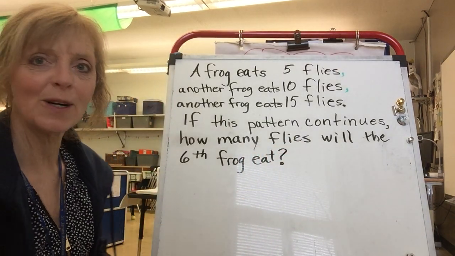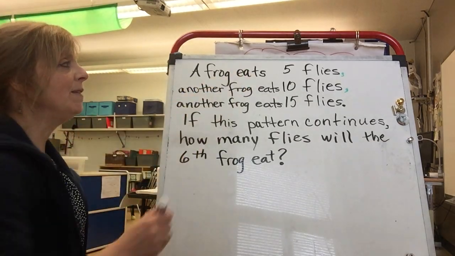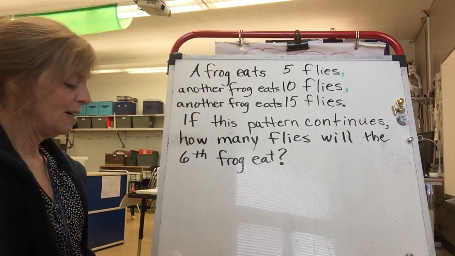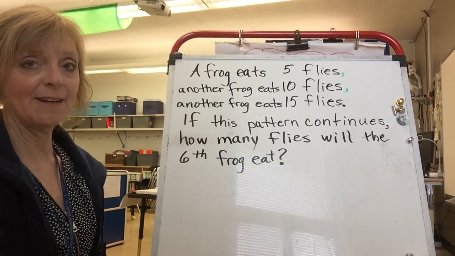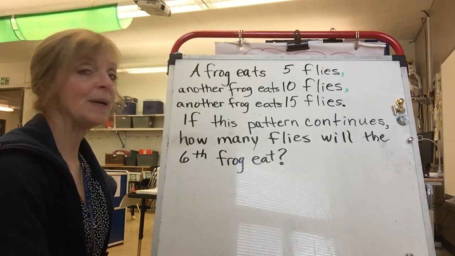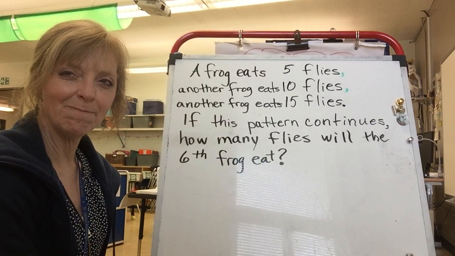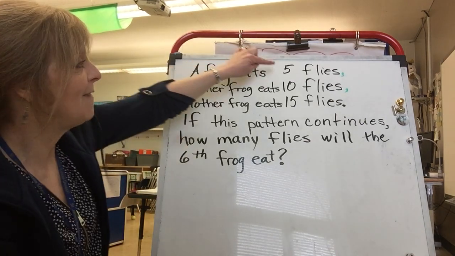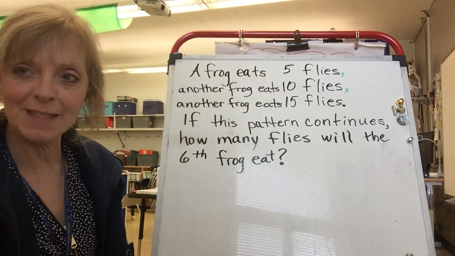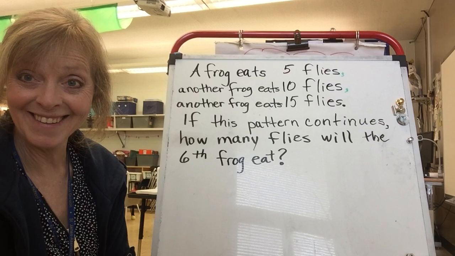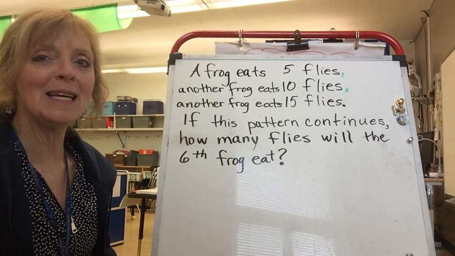The 6th frog. So this is frog number 1, 5 flies. Frog number 2, 10 flies. Frog number 3, 15. Do you hear a pattern there? 5, 10, 15. Do you hear a pattern? Let's see if you can see a pattern.